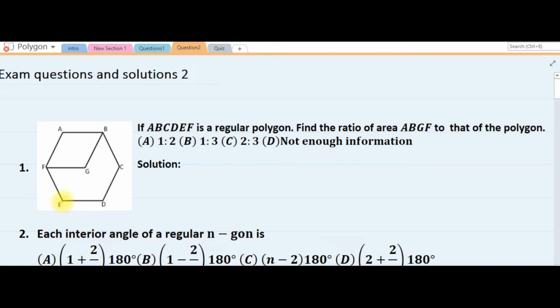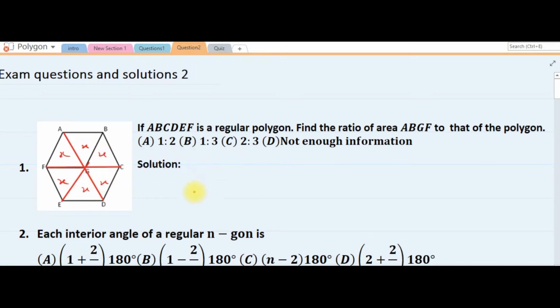So we can decide to join. I will join this to this. I will join this to this, and finally I will join, no need of extending, this to that. So we'll form six congruent triangles. That's it. Because the polygon is a regular polygon, we'll form six equilateral triangles. So let's call each of the areas x, x, x, x, x, x.